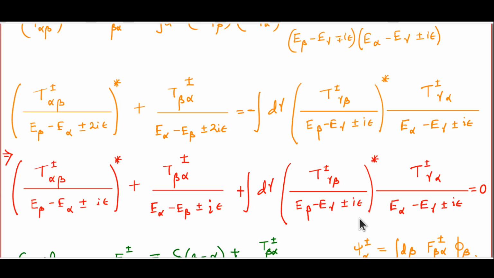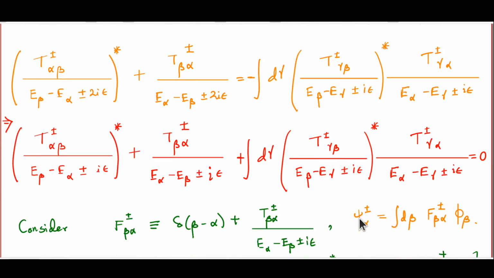Now, in order to use this, we are going to consider this quantity, f plus minus beta alpha, which is given by delta of beta minus alpha, plus basically this factor. Importance of this is that according to the Lippmann-Schwinger equation, you can easily see the psi alpha plus minus is basically the integral over beta of f plus minus beta alpha times phi beta. Just check, delta beta minus alpha put here would give you the phi alpha part, and this thing of course is the second term in the Lippmann-Schwinger equation.